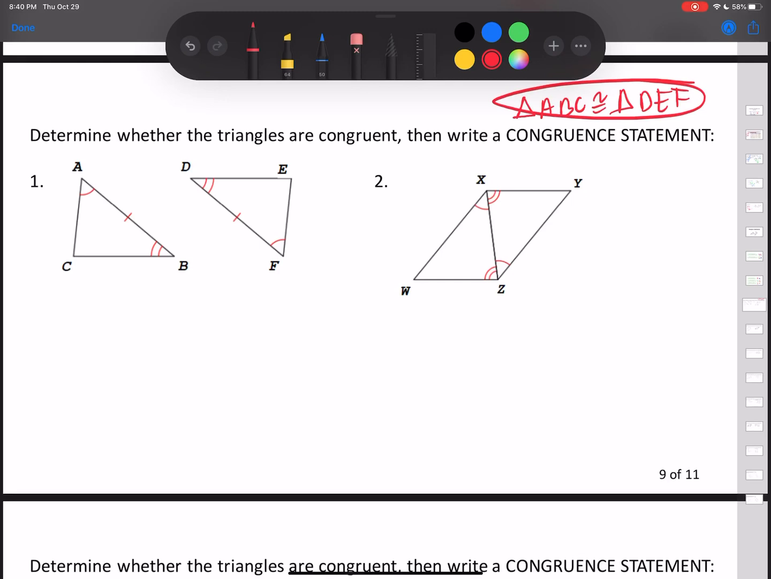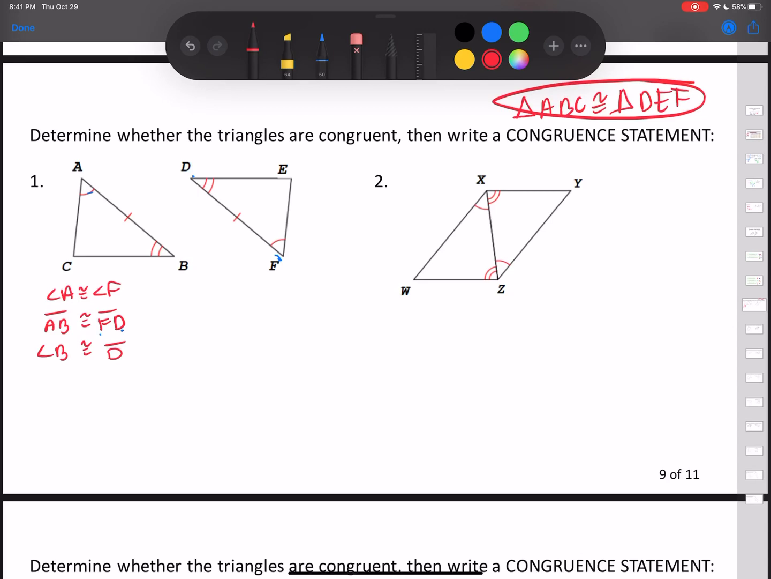So here I see that angle A is congruent to angle F. I see that side AB is congruent to side FD. And angle B is congruent to angle D. So you may be asking yourself, why did I do FD instead of DF? Because A has only 1 tick mark and F has only 1 tick mark. So I have to match up those letters accordingly.